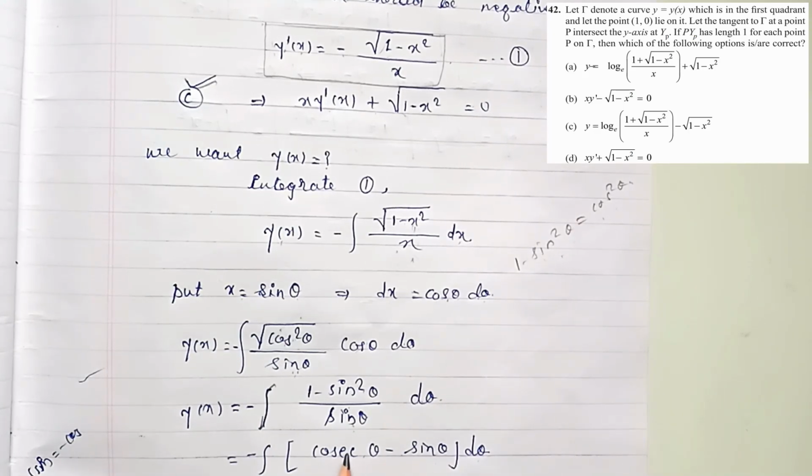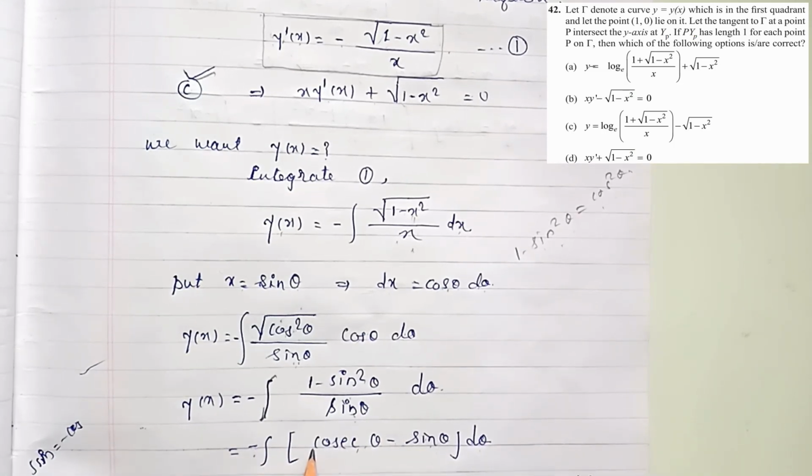So the integration of cosec theta is log of cosec theta plus cot theta, under the modulus. And the integration of sine theta is negative cos theta; the negative becomes positive, and outside we have a negative sign, so it comes negative here. The negative sign is also coming for cosec theta, so the negative of cosec theta, under the modulus, will vanish.